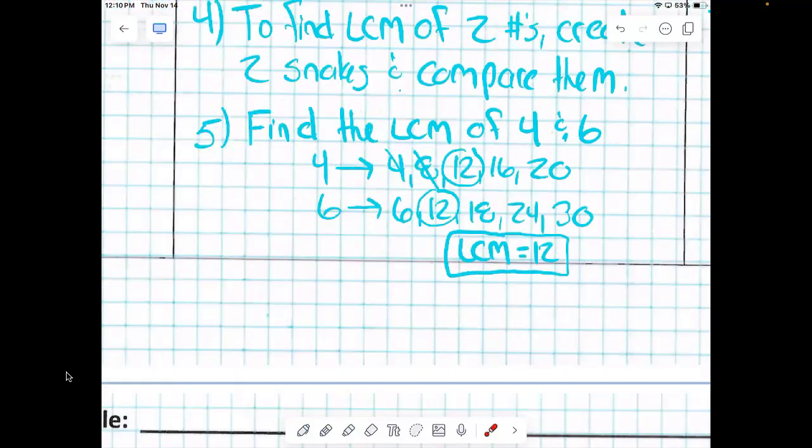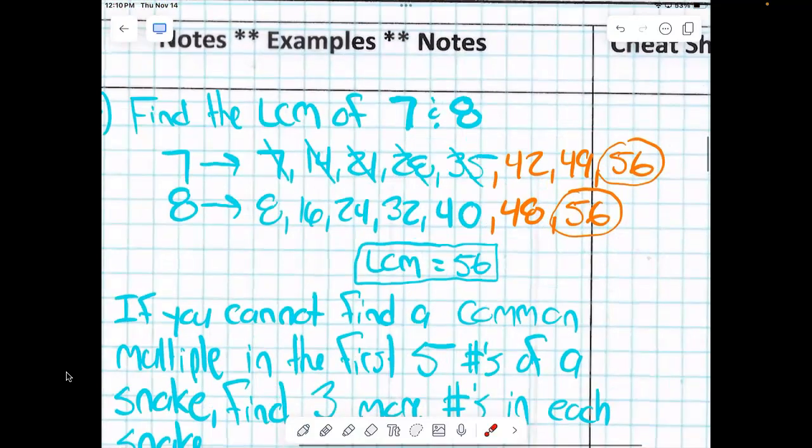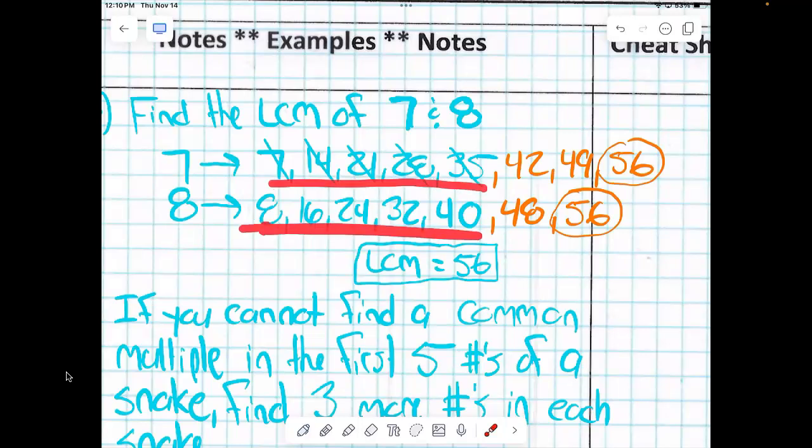Yes. The other example we did was 7 and 8. And we found the first 5 multiples of 7. We found the first 5 multiples of 8, which is what I want you to do. But none of them worked. Notice we cross off the 7, the 14, the 21, the 28, 35. None of them worked, right?